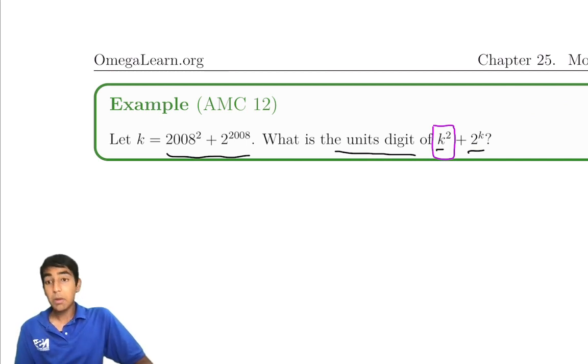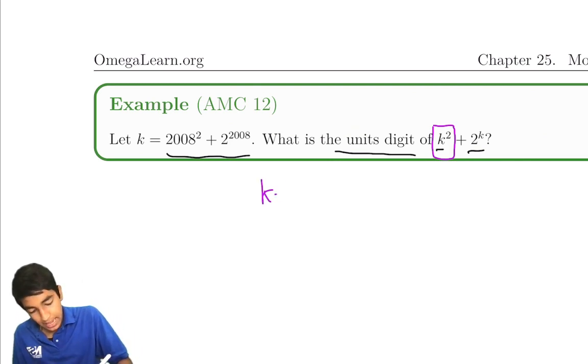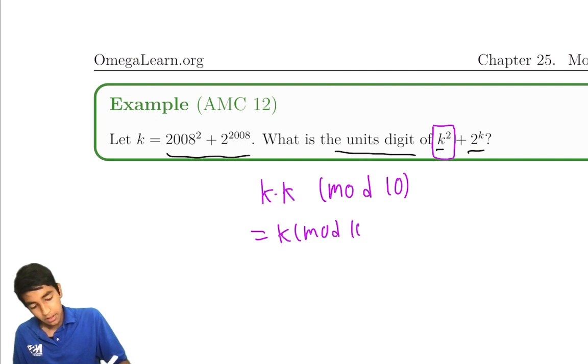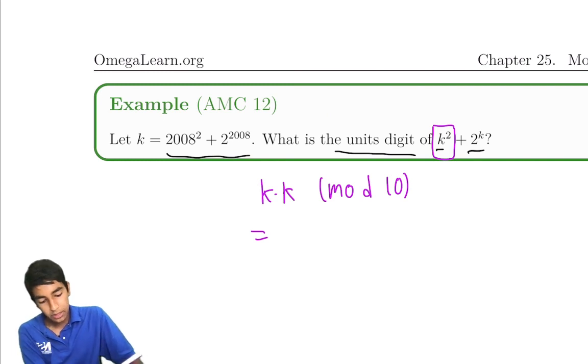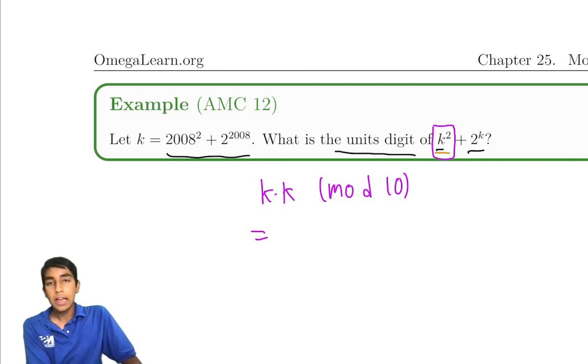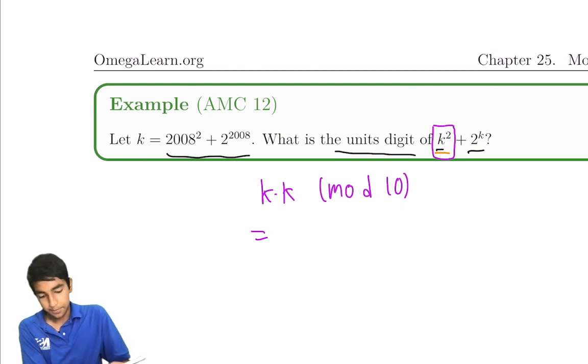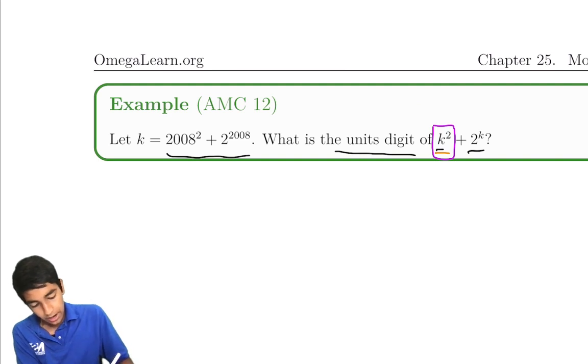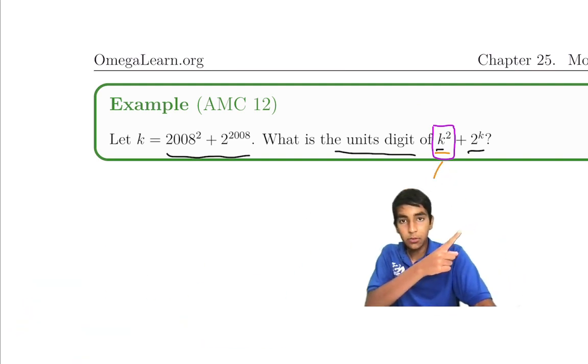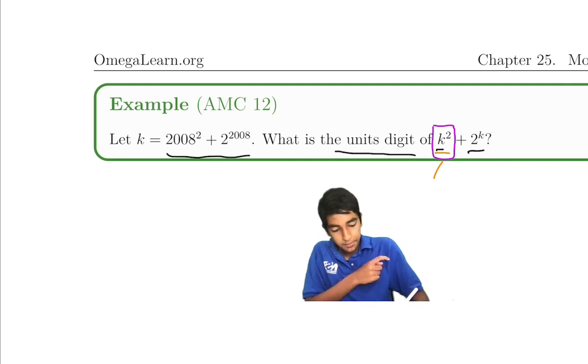Well, if you watched the previous part on modular arithmetic, you know that k times k mod 10, which is the unit digit, is just equal to k mod 10 times k mod 10, the unit digit of k times the unit digit of k. So what this essentially means is that to find the unit digit of k squared, it's just the square of the unit digit of k.